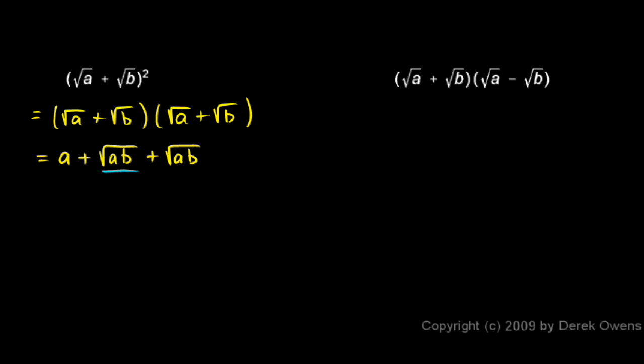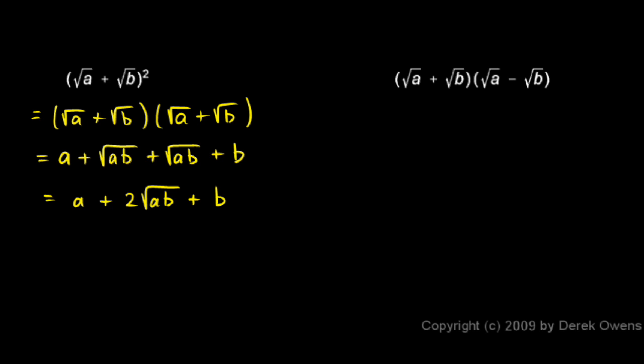So these two terms will be combined in our next step. And the last, square root of b times the square root of b, is the square root of b squared, or just b. And so we're basically done. We just need to combine these two terms. So we have a plus 2 times the square root of ab plus b.